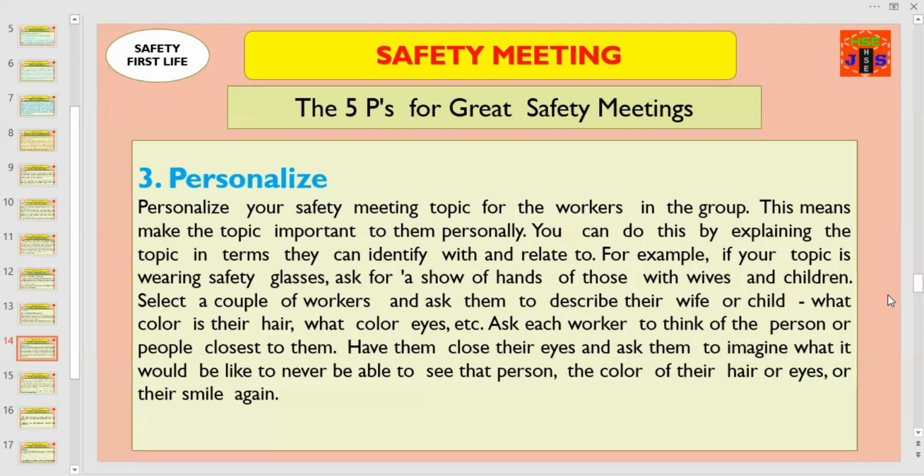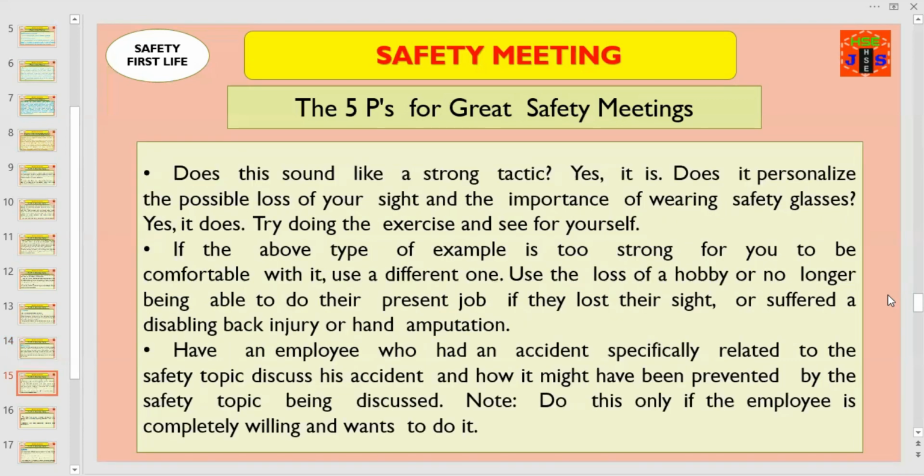In this way, they will definitely understand how important their eyes are and how it is possible and practicable for them to protect their eyes from flying particles. Does this sound like a strong tactic? Yes, it is. Does it personalize the possible loss of your sight and the importance of wearing safety glasses? Yes, it does. Try doing the exercise and see for yourself.